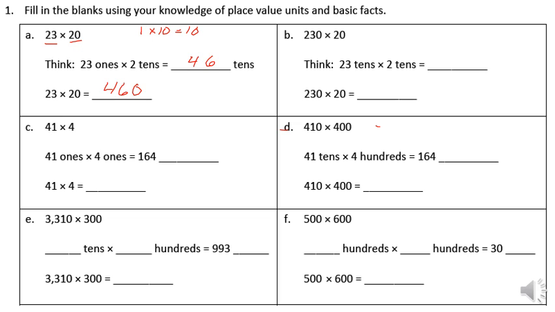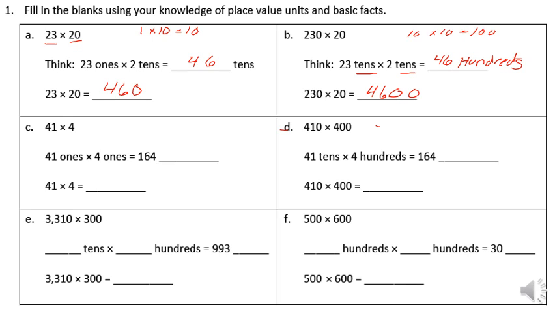On B, this time you notice we are multiplying tens times tens. So now we have 23 times 2, which we know is 46. Now if I had 10 times 10, that would equal 100. So instead of just being tens, this is actually hundreds. If we wrote this as 46, the 6 would have to be in the hundreds place: 46 hundreds.